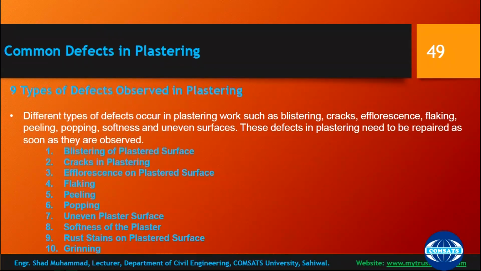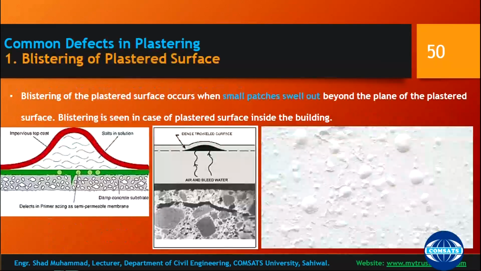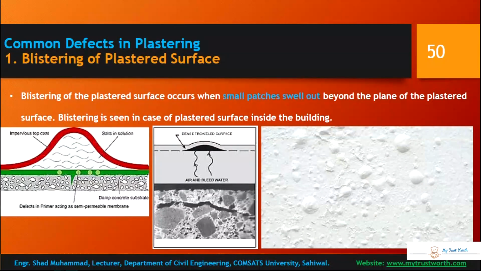Blistering of plaster surface, cracking in plastering, efflorescence on the plaster surface, flaking, peeling, popping, uneven plaster surface, softness of the plaster, rust stain on the plaster surface, and graining. Alright, the first defect is blistering.